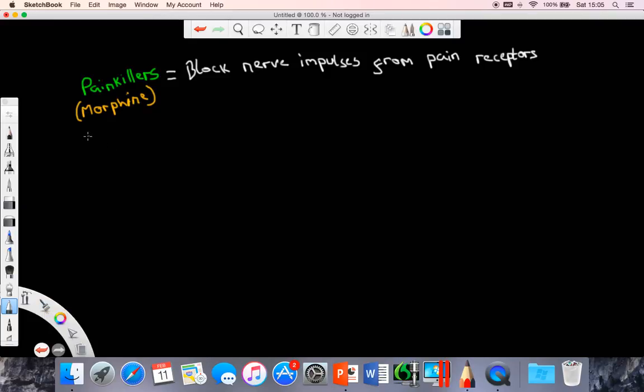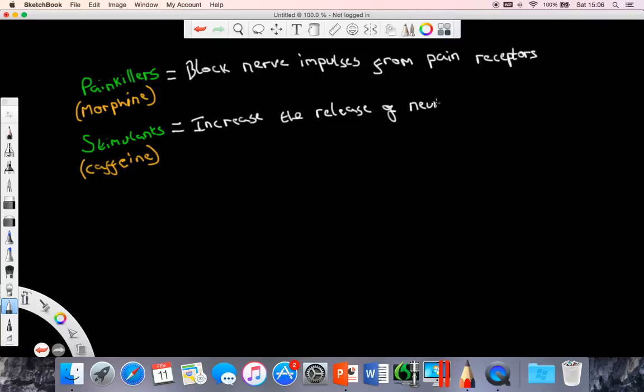Another drug, which I could not live without, are stimulants. Stimulants. And these include things like caffeine from coffee. Okay? Caffeine. Now, stimulants increase the release of neurotransmitters across synapses. Okay? So these increase the release of neurotransmitters across synapses.